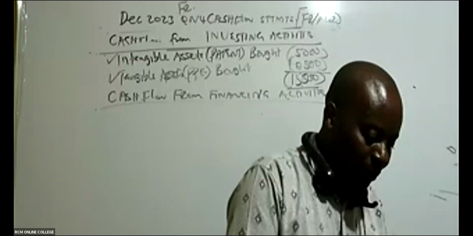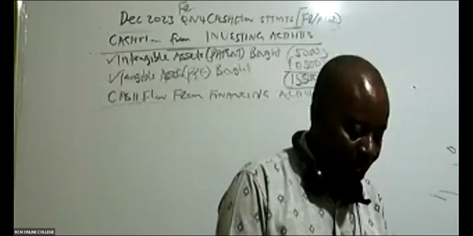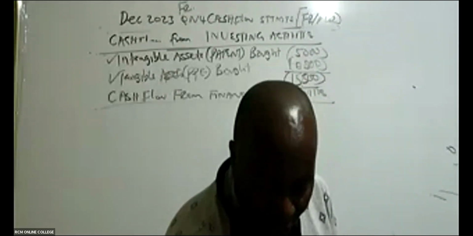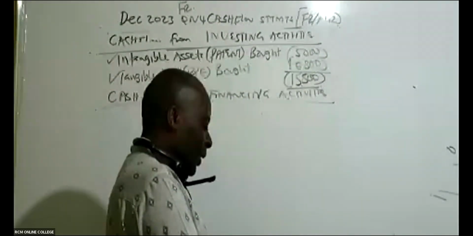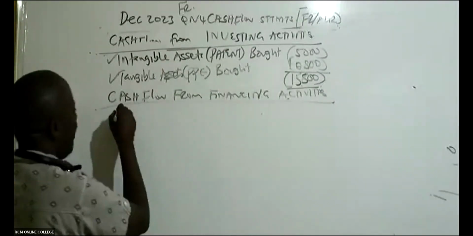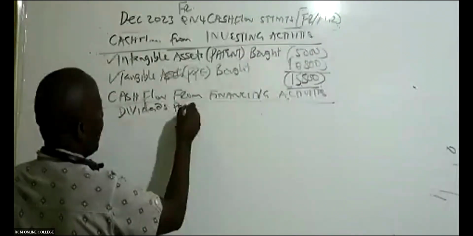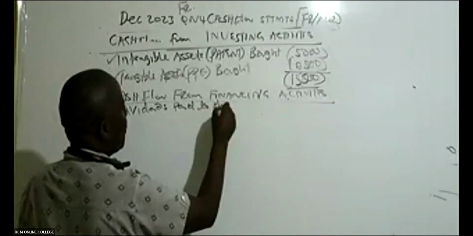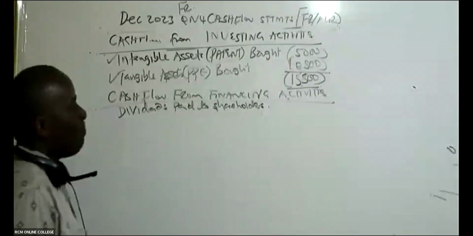Now, the financing, I will not forget. Somebody taught me ACCA financial reporting, and I've never forgotten what he told me about this financing. He told me that your biggest financiers are your shareholders. Give them dividends first. Dividends paid to shareholders.